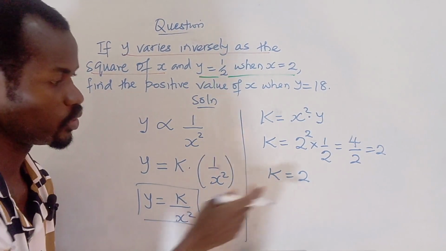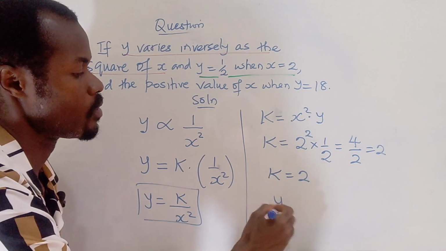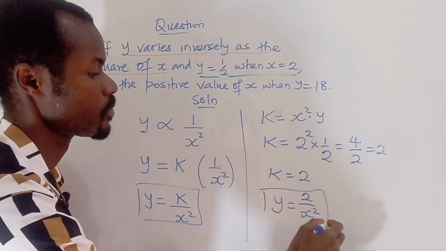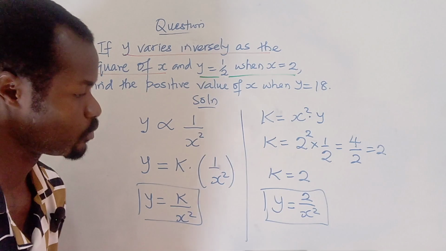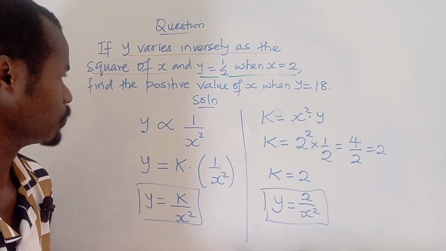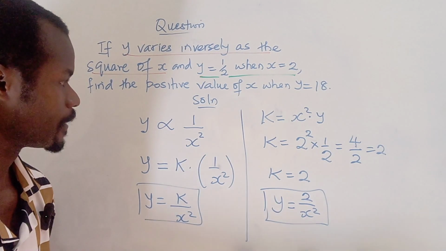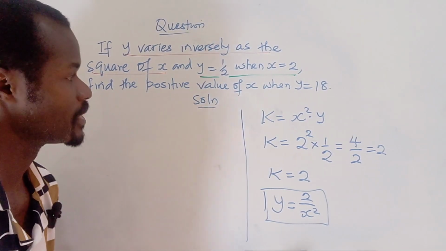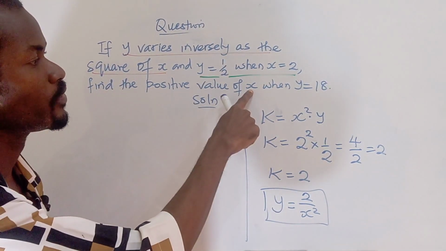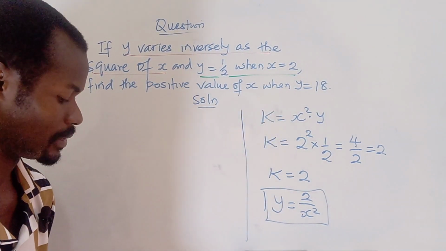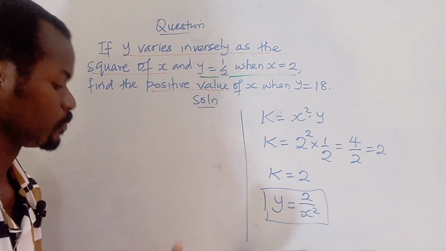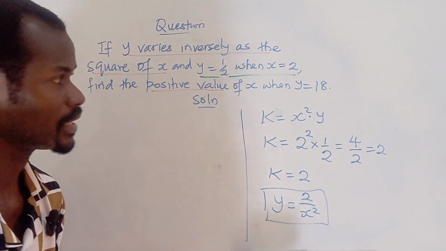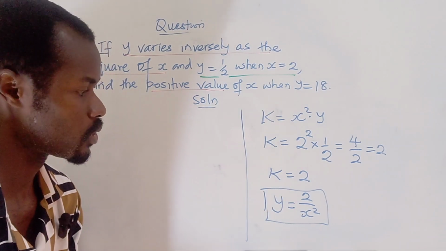Now this equation, we are going to input k here as 2. So our y is equals to 2 over x squared. Now that we have been able to develop this, we can now solve the equation further. So let's read the statement. It says, now find the positive value of x when y is equals to 18. Now remember it says positive value. So it means you can get a positive and as well a negative value of x. So let's see how that works.